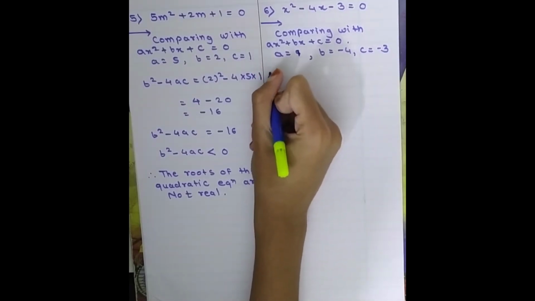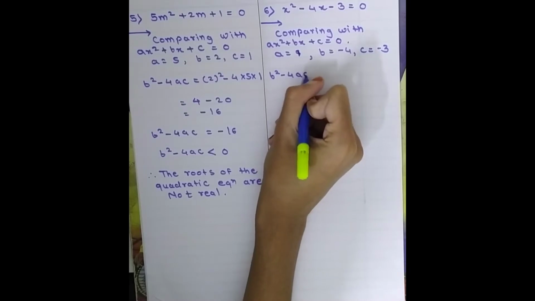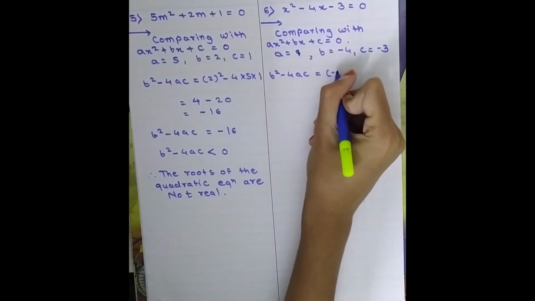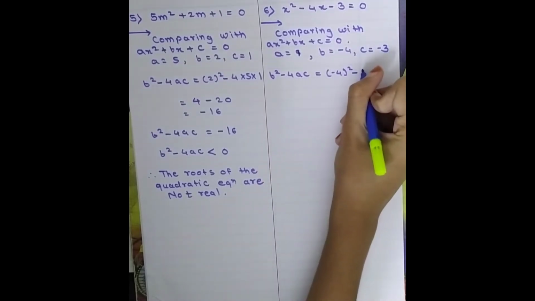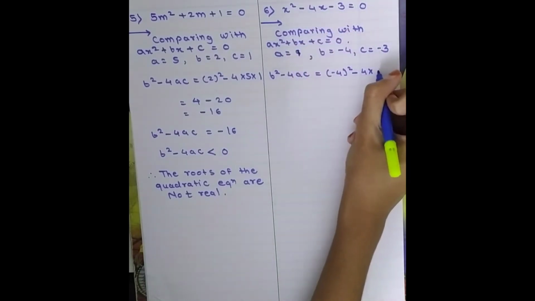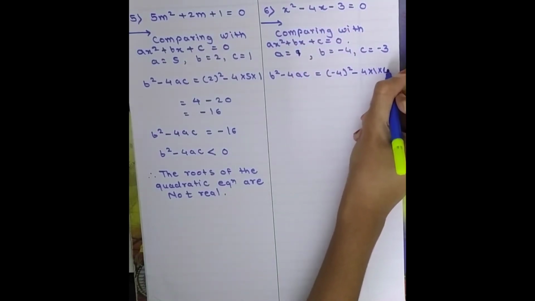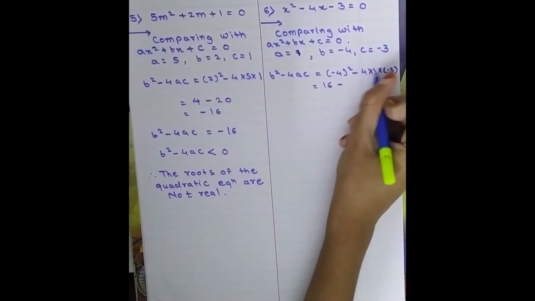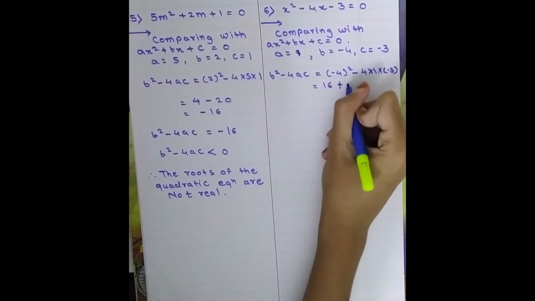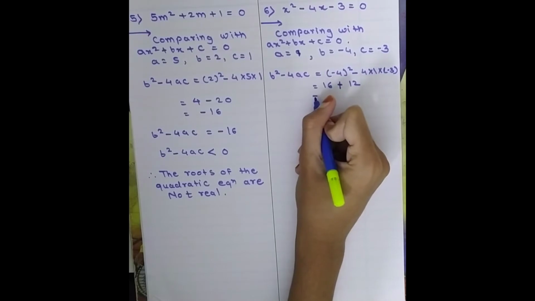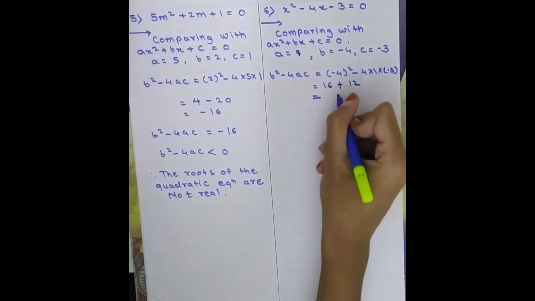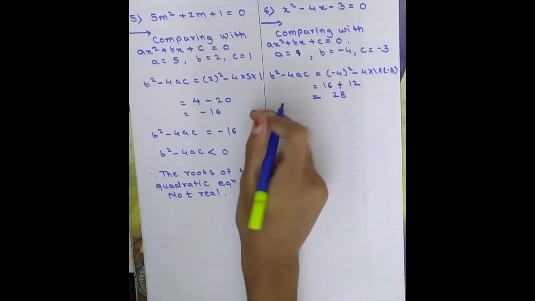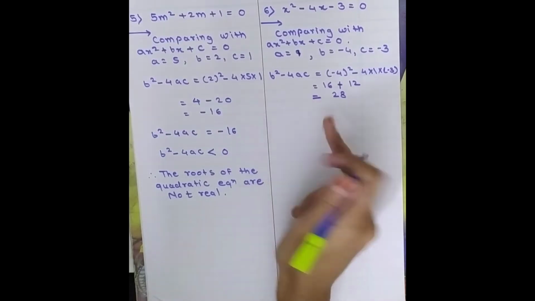Now first find b square minus 4ac, which is minus 4 square minus 4 multiplied by a is 1 multiplied by minus 3. So 4 square is 16 plus 4 threes are 12. So 16 plus 12 is 28. So b square minus 4ac's value is 28.